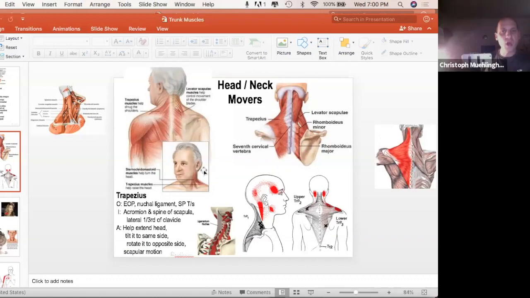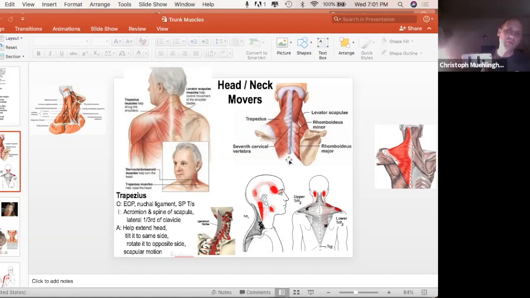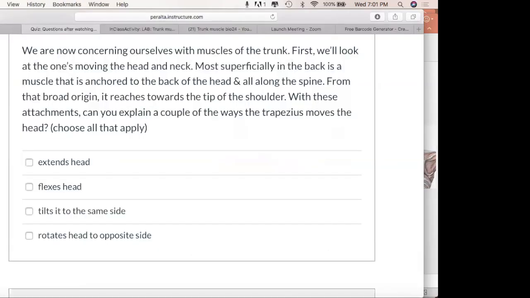And then the other thing it does, if you think the muscle attachment, the origin is very stable, the stable part is here, it can move the shoulder around. It brings the shoulder up in multiple different directions. We'll talk about that later, okay?